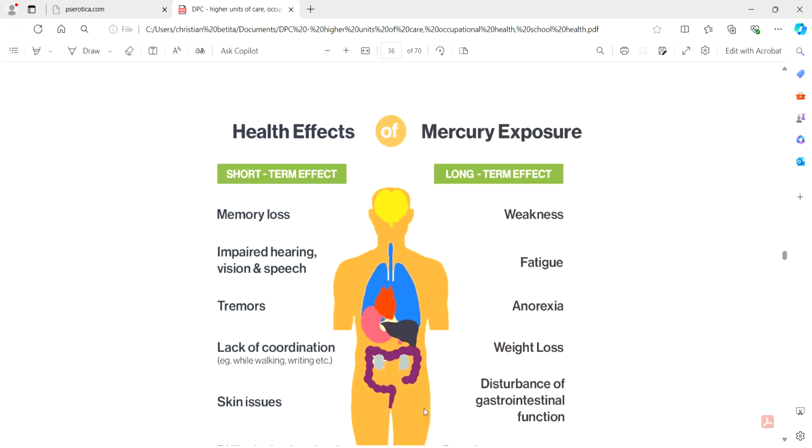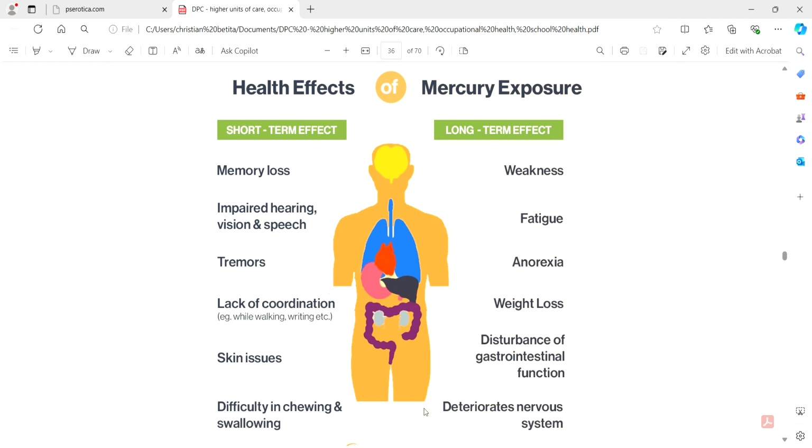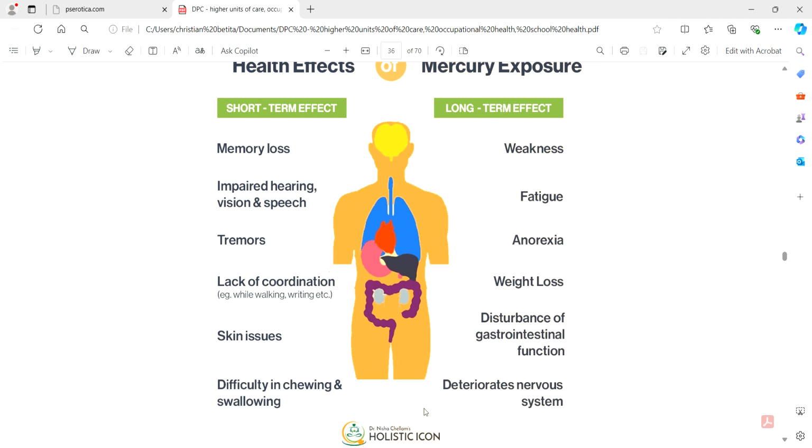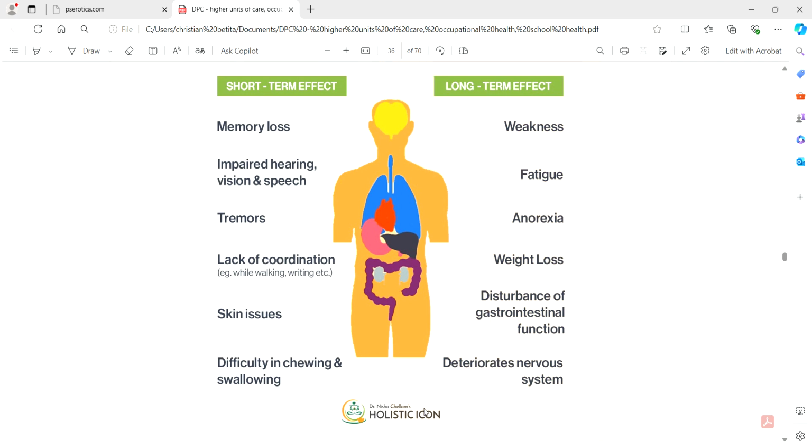All right. So health effects of mercury exposure. So short-term effects include impaired hearing and vision and speech, tremors, lack of coordination, skin issues, and difficulty in chewing and swallowing. Long-term effects of mercury exposure would include weakness, fatigue, anorexia, weight loss, disturbances of gastrointestinal function, and deterioration of the nervous system.